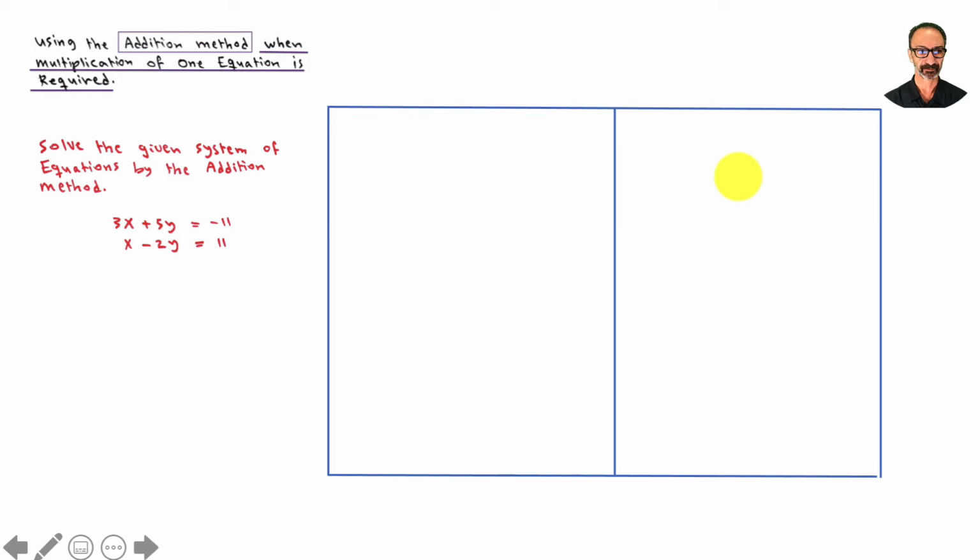Here's an example: using the addition method when multiplication of one equation is required. Solve the given system of equations by the addition method. Well, looking right here, if I make a line and say add, the y doesn't cancel. The x doesn't cancel. I know the numbers cancel here for some reason, but no, I want to cancel x or y.